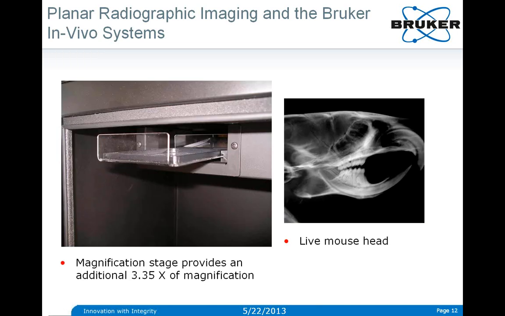Systems are also configured with a magnification stage. By positioning the sample close to the X-ray source, we magnify our image 3.35x. And so it is possible to position a full mouse within the magnification stage. Typically for the standard imaging, there is a tray positioned below this magnification stage, but for the highest achievable resolution, we'll position our sample here in the magnification stage. You can see an example to the right of a mouse head imaged in the magnification stage.